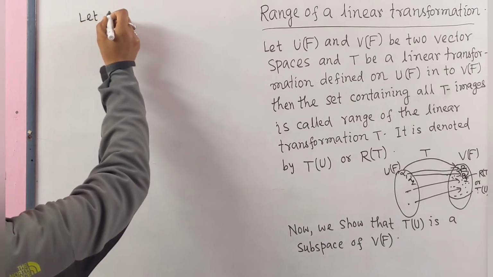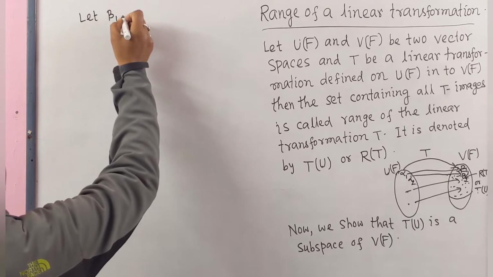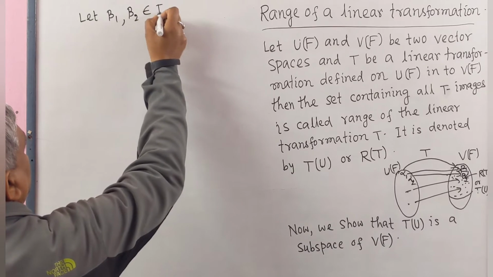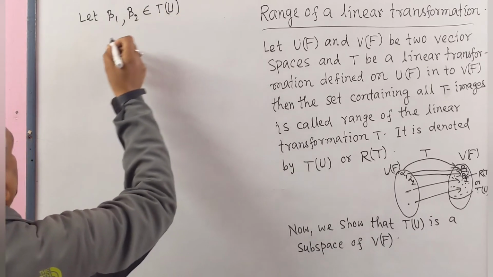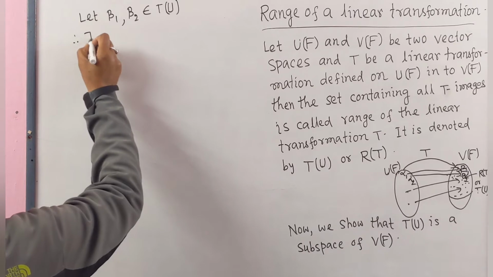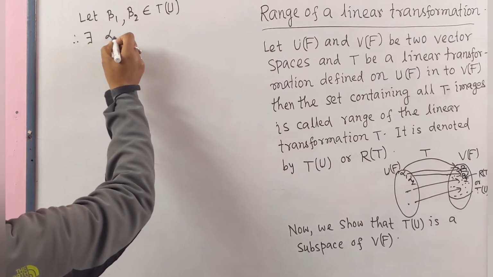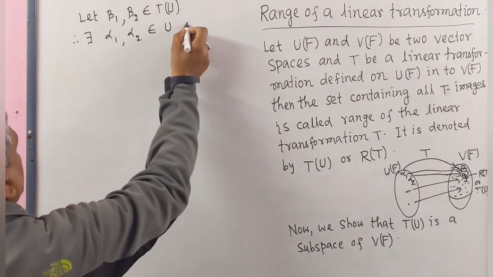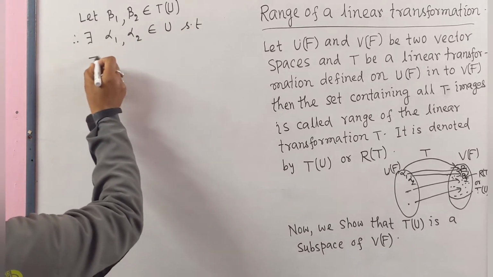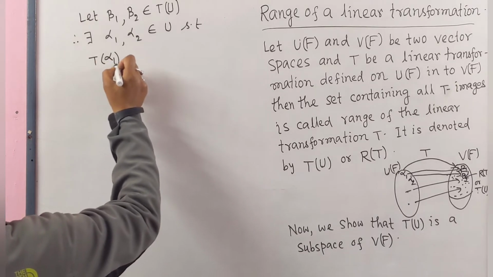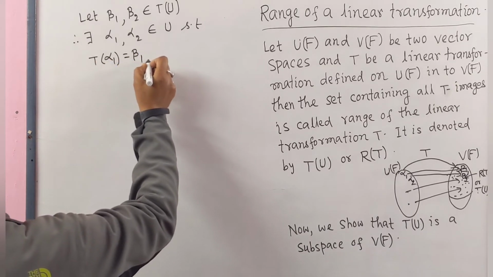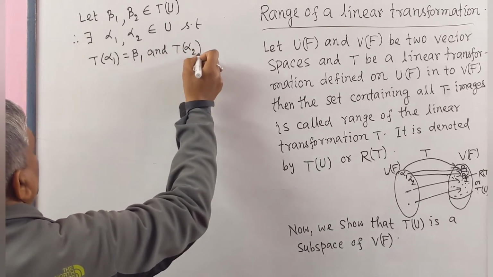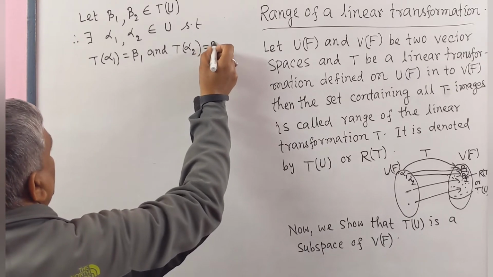Let beta 1, beta 2 belong to T(U). Therefore, there exist alpha 1, alpha 2 belong to U such that T(alpha 1) equal to beta 1 and T(alpha 2) equal to beta 2.